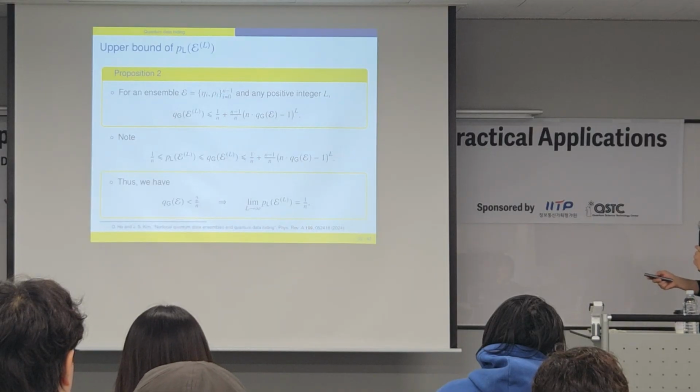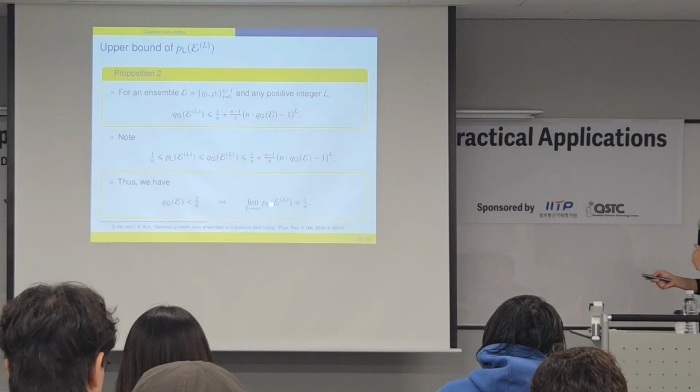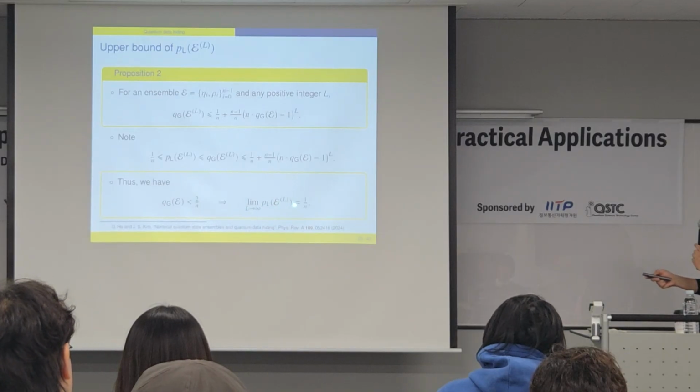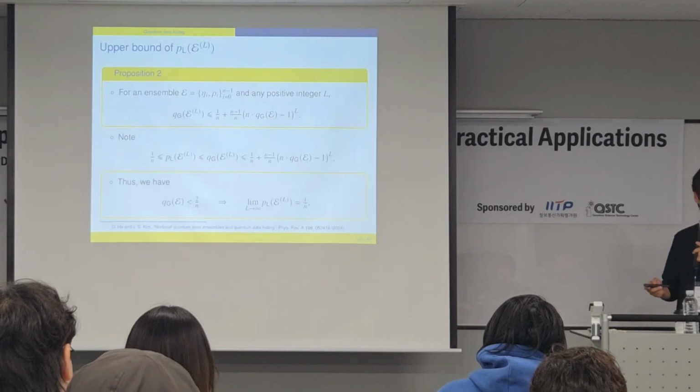Okay. So it's a sufficient condition. If QG of epsilon is less than 2 over m, then we can see that the limit of this PL of epsilon to the L tends to random guessing, 1 over m.